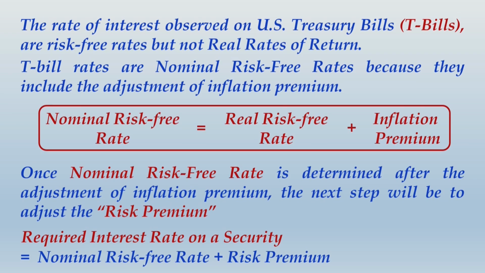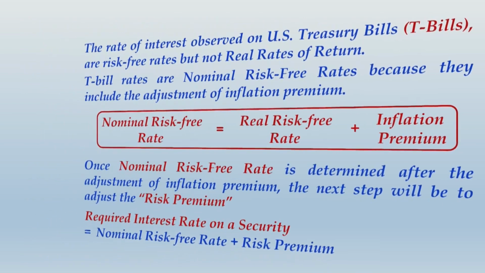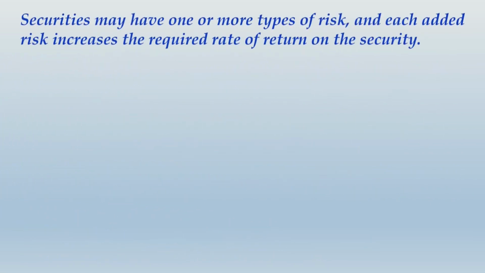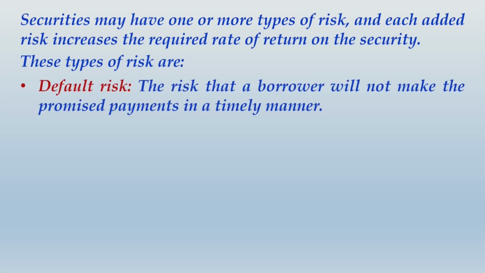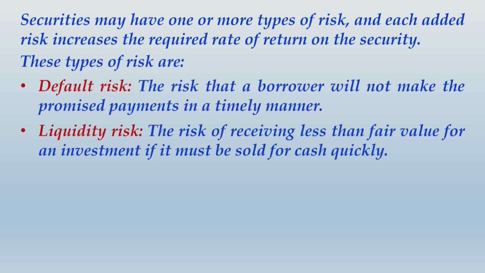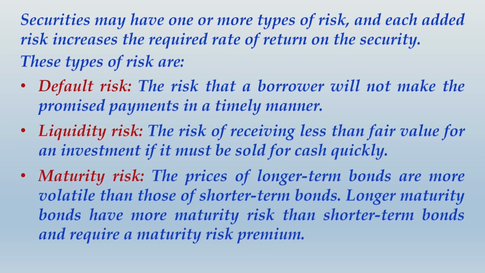Alright friends, once you have completed writing this whole thing, let me take you ahead and please write further. Securities may have one or more types of risk, and each added risk increases the required rate of return on the security. These types of risks are default risk, liquidity risk, and maturity risk. I have already explained to you all these three types of risks in details. So please just write up this note quickly and then I take you ahead.